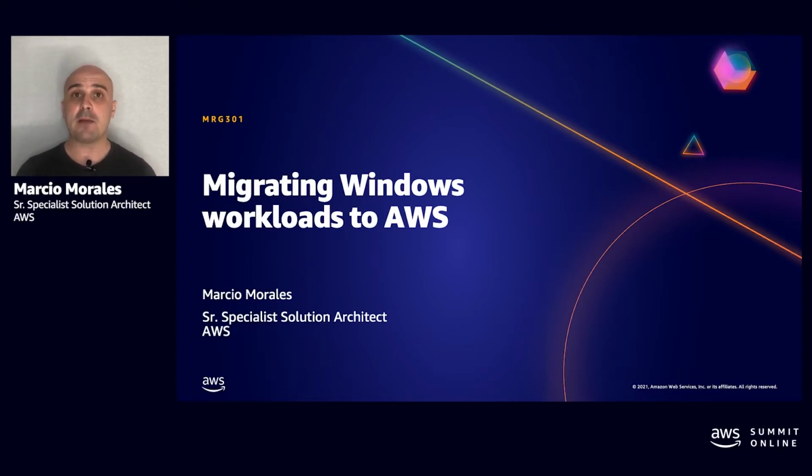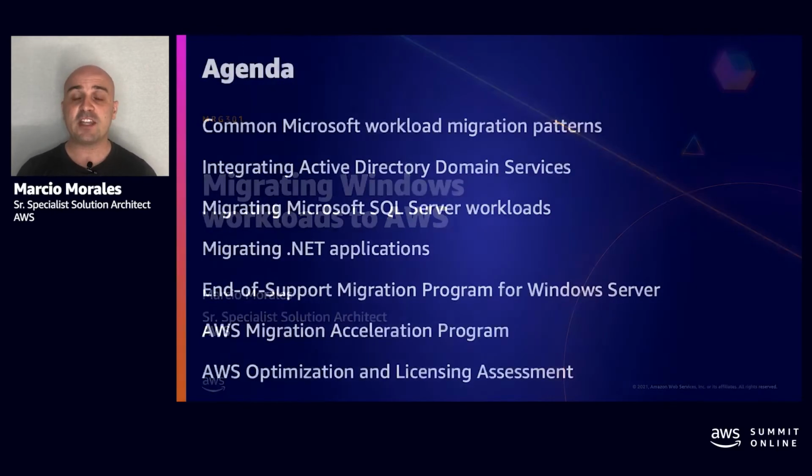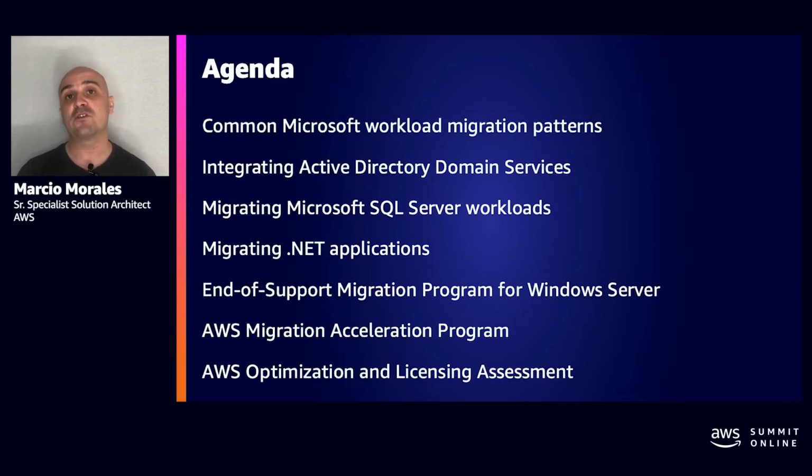Today, I'm going to talk about migrating Windows workloads to AWS. The agenda is going to be common Microsoft workloads migration partners, integrating your Active Directory domain service to AWS, migrating Microsoft SQL Server workloads to AWS, migrating your .NET application to AWS. Then we are going to talk about the end of support migration program for Windows Server, the AWS Migration Acceleration Program, MAP, and AWS Optimization and Licensing Assessment, OLA. So let's get started.